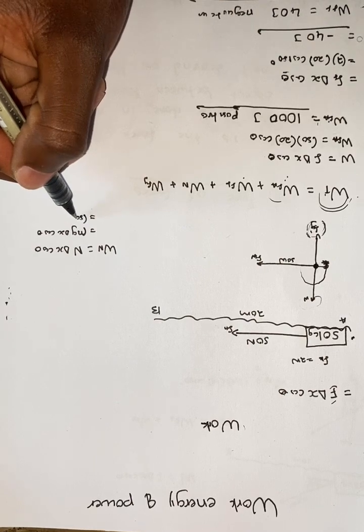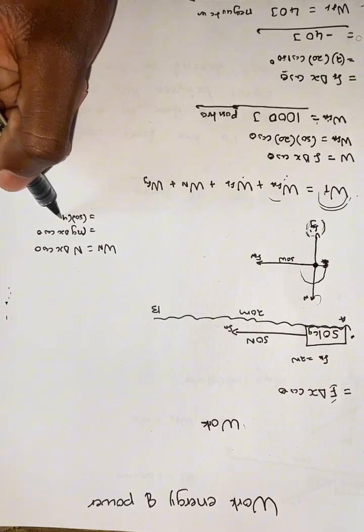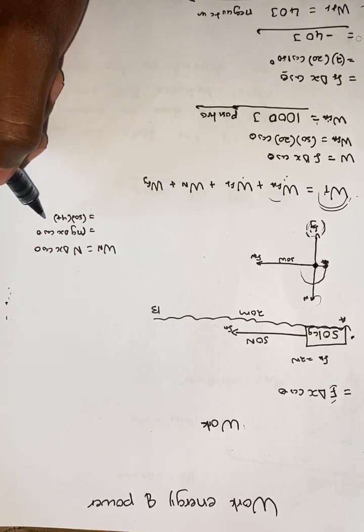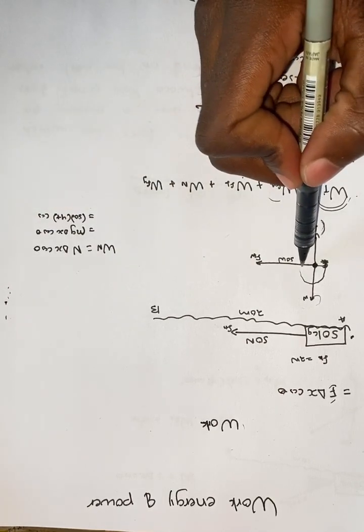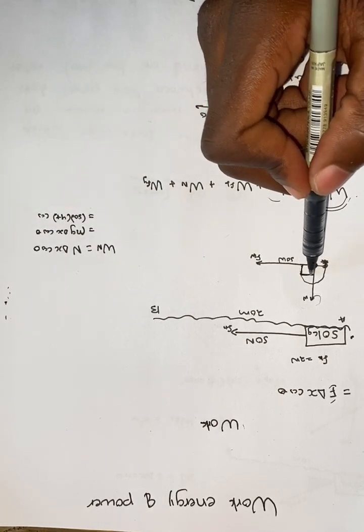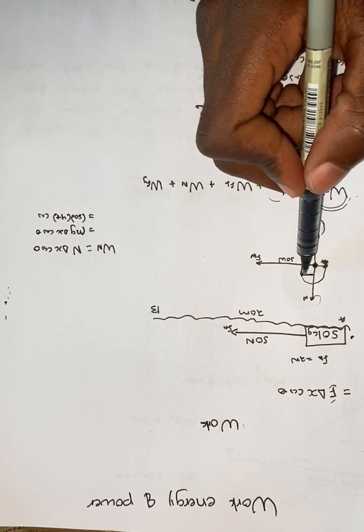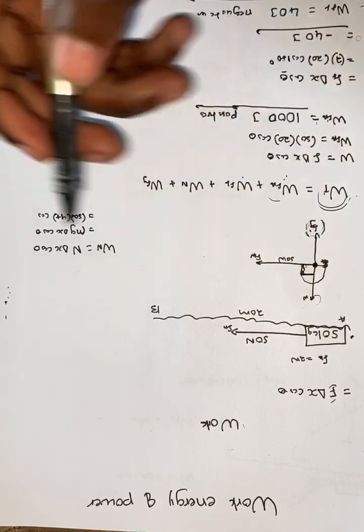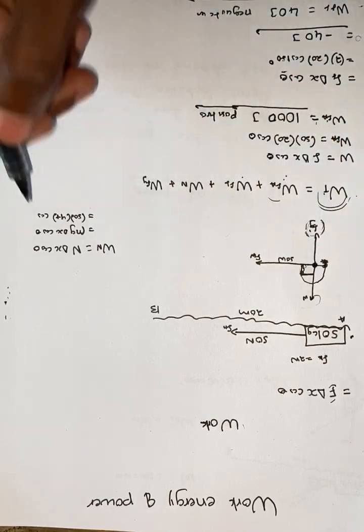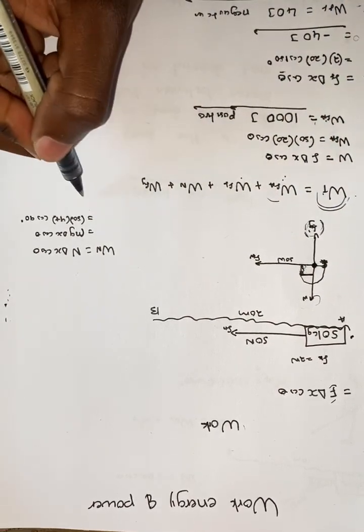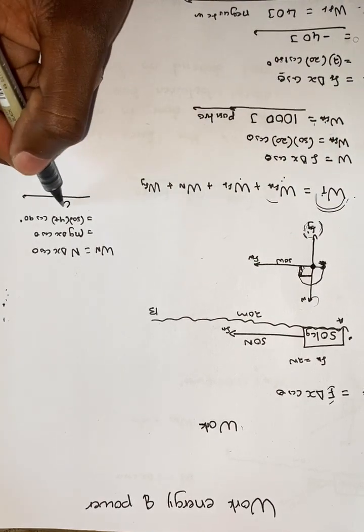The mass of the object is 50 kg times 9.8, which is a constant. Cos theta: theta is the angle between the displacement and the normal force, and that angle is 90 degrees. Why is it 90? The normal force always acts perpendicular to the surface, so it's 90 degrees, and that will give us 0 joules.